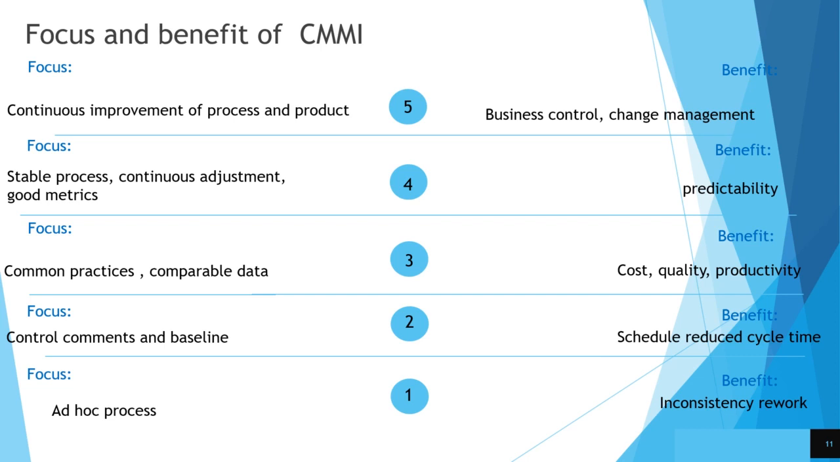The focus and benefits of CMMI. So focus in first level, ad hoc process, benefit inconsistency, rework. Level 2, control commitments and baseline, benefit schedule, reduced cycle time. Level 3, common practices, comparable data, benefits cost, quality, and productivity. Level 4, stable process, continuous adjustment, good metrics, benefits predictability. And level 5, continuous improvement of process and product, benefits business control and change management.